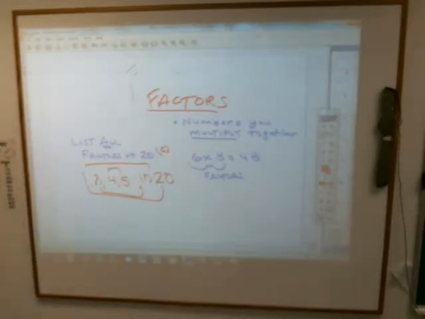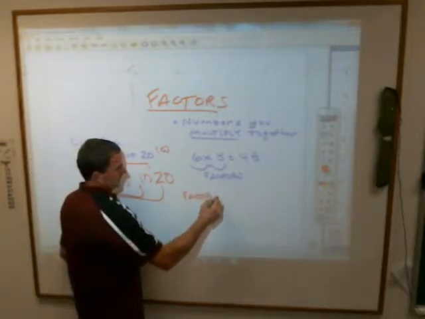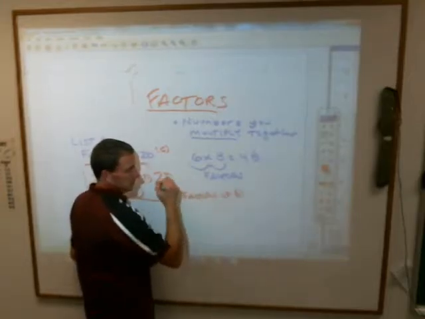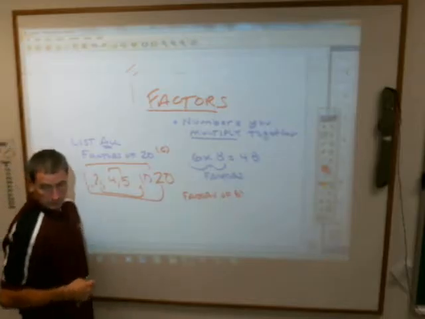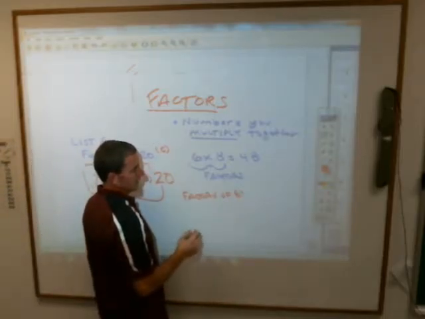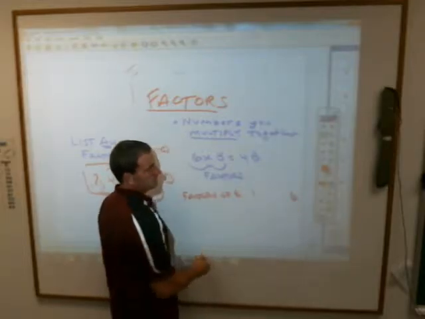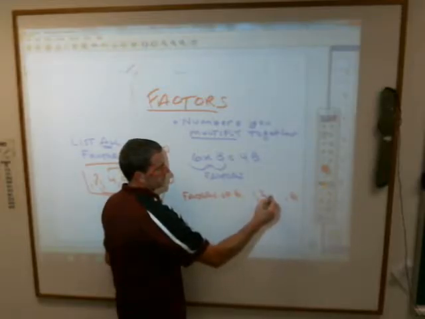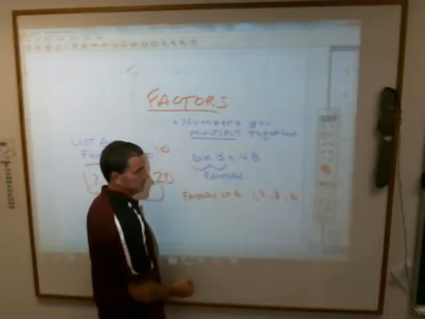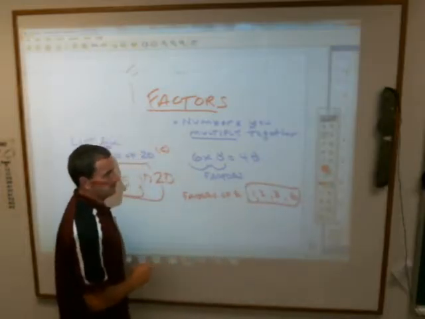Some numbers don't have that many, some numbers have more. For example, factors of 6. Factors of 6 would be, what would be the whole number factors of 6? Zach? 6 times 1. 1 times 6, and what else? 3 times 2. 3 times 2, is there another one? Nope, this is it. Factors of 6 are 1, 2, 3, and 6.